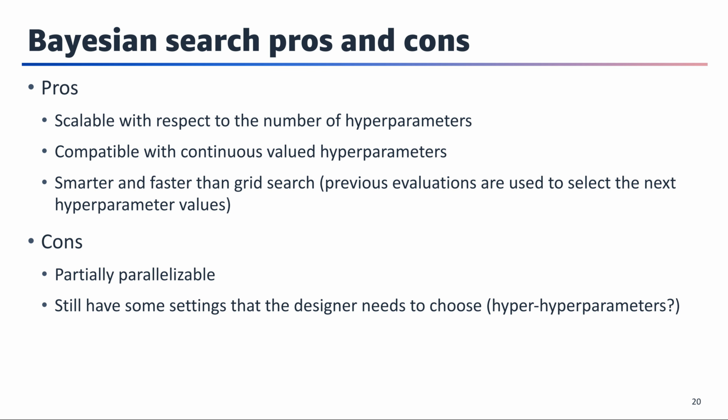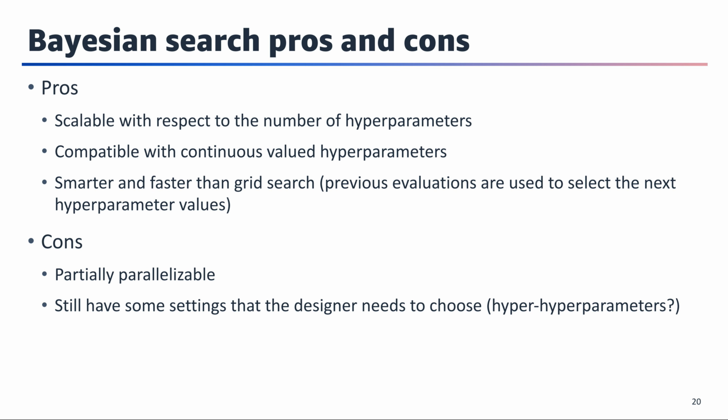Bayesian search offers several advantages over traditional grid search methods for hyperparameter optimization. It is highly scalable, capable of handling a large number of hyperparameters efficiently. Additionally, Bayesian search can accommodate continuous valued hyperparameters, which is often necessary for certain models and algorithms. One of its key strengths is its ability to leverage previous evaluations to intelligently select the next set of hyperparameter values, making it smarter and faster than grid search, which blindly samples the search space.